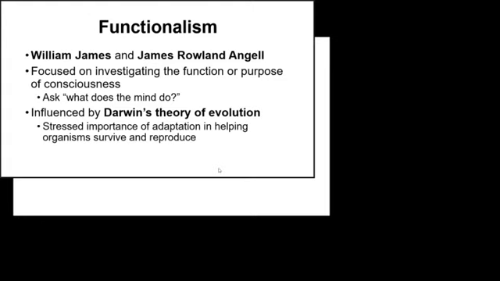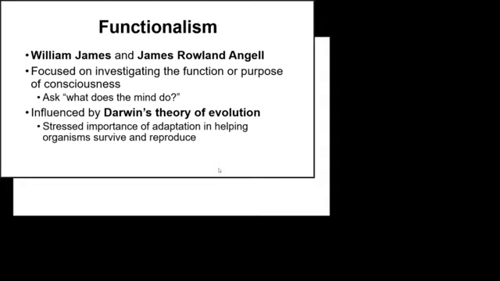They figured that psychology should be more about investigating the function or the purpose of consciousness. So they wanted to answer the question, what does the mind do? What is it capable of? They didn't really care about the little components that allowed it to do that. They cared about its capacity and what it was able to do. And this perspective was strongly influenced by Charles Darwin's theory of evolution. So they focused a lot on adaptation.